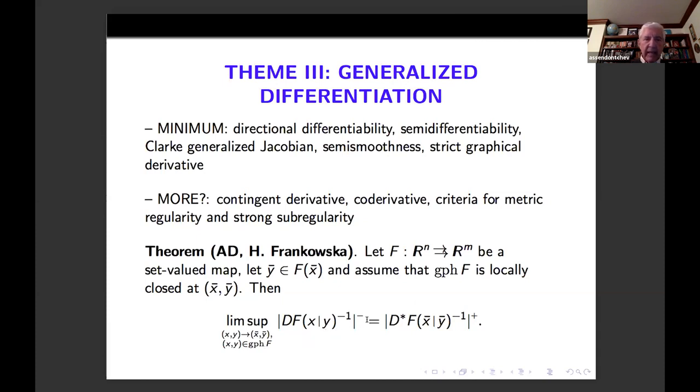If this is finite, this is exactly the contingent derivative criterion for metric regularity. And to the right, this is the inner norm, the plus norm of the inverse of the co-derivative. And this is exactly the co-derivative or Mordukhovich criterion, if you want, for metric regularity. And these two things are equal. This is the theorem, stated without mentioning metric regularity. Of course, this is finite if and only if we have metric regularity, and this is finite if and only if we have metric regularity. So they must both be finite, but not necessarily equal. But it turns out they are equal.